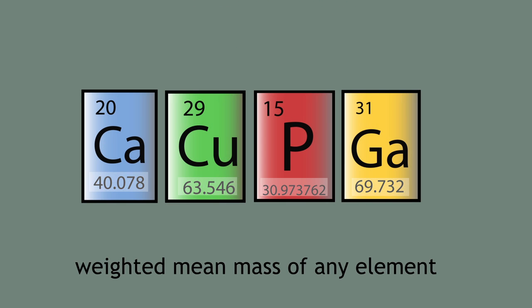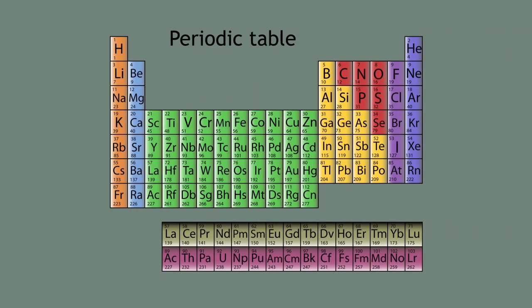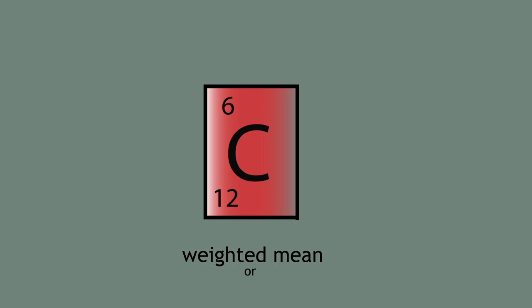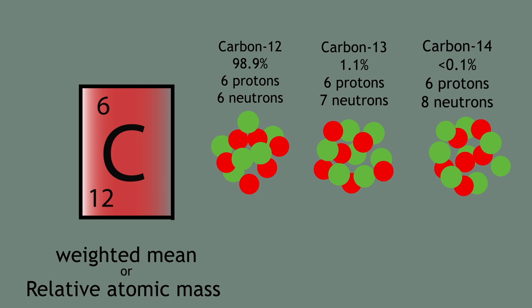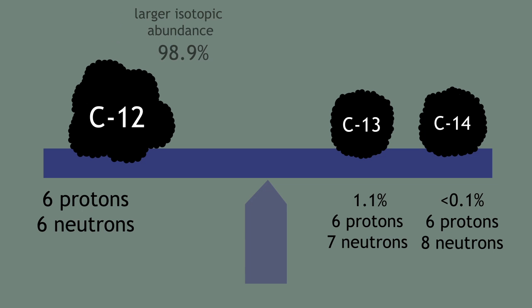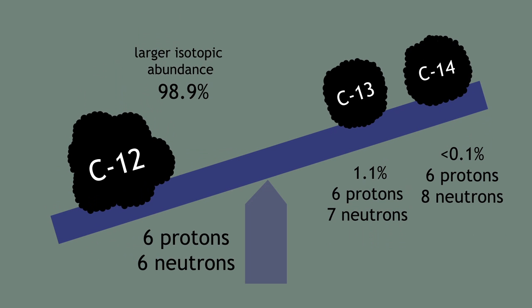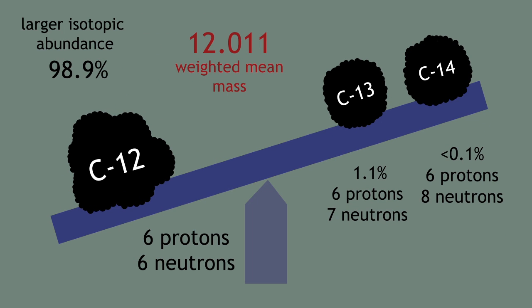In summary, the weighted mean mass of an element is the one that is quoted in the periodic table. It represents a weighted mean, or relative atomic mass, of all the isotopic masses for that element. Where there is one isotope with a larger isotopic abundance than the others, the weighted mean mass for that element is closer to the mass for that particular isotope.